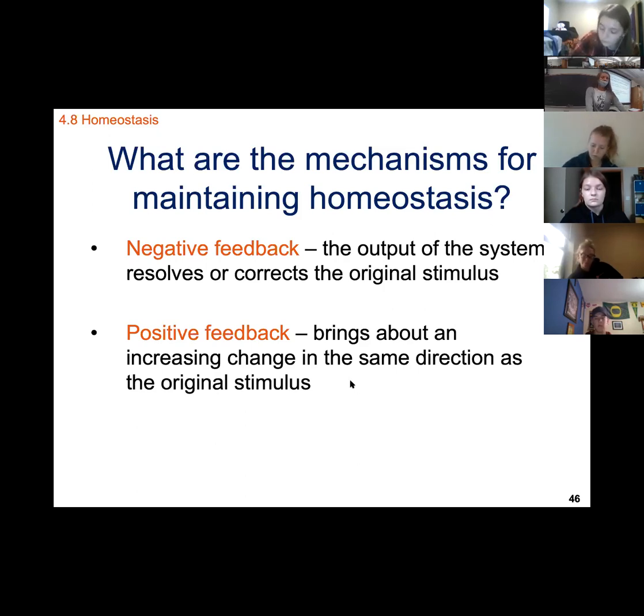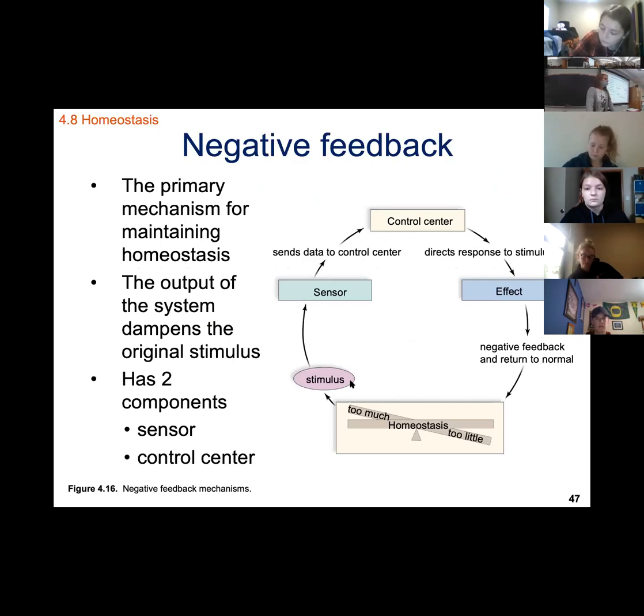So there's a really good picture on the next slide, the next two slides. So negative feedback. So here we have something that's off in our homeostasis. So maybe you had too much body heat or too little. We have some sort of stimulus that is telling our body, like, hey, this is off right now. Like, we need to kind of come back into normal. What are we going to do? It sends data to the control center, which would be our brain. The control center then directs the response to the stimulus, and there's negative feedback, and you return back to normal. Okay, nothing was added. It's essentially the sensor corrected the stimulus.